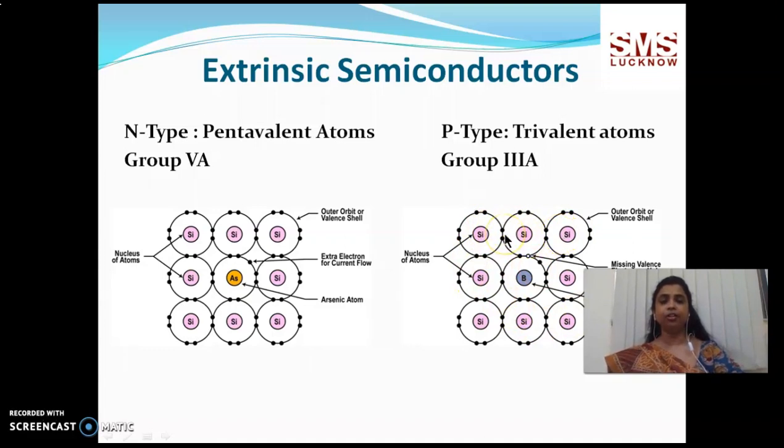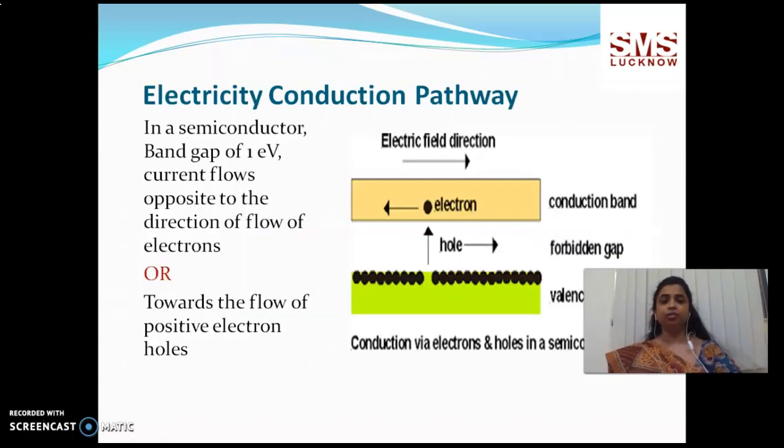So we have two kinds of conducting elements. First is the electron and second is the hole. The electrical conductivity takes place with the help of both the hole and the electron, but the direction of conduction of electricity is in the direction of positive holes and in the reverse direction of electrons.